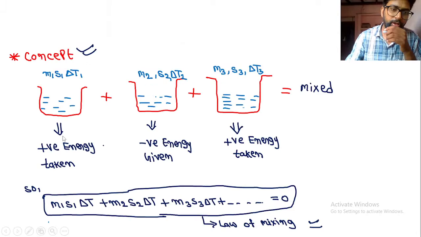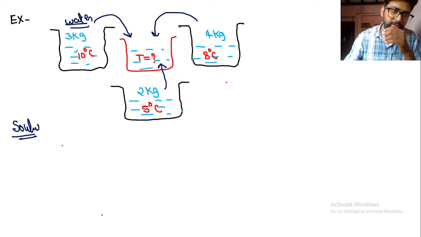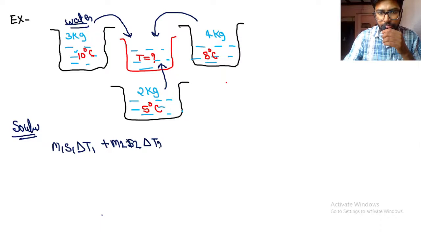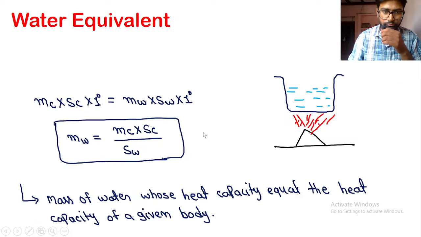We learn this formula: m1 s1 delta T1 plus m2 s2 delta T2 plus m3 s3 delta T3, and so on, equal to 0. So we apply this here: m1 s1 delta T1 plus m2 s2 delta T2 plus so on, equal to 0.